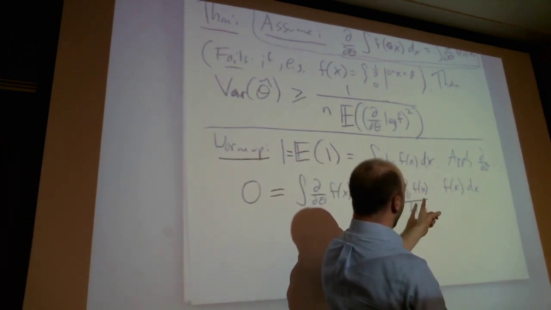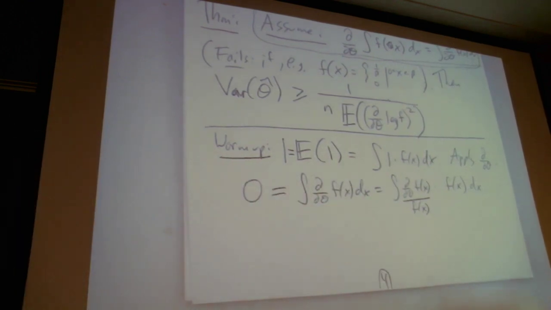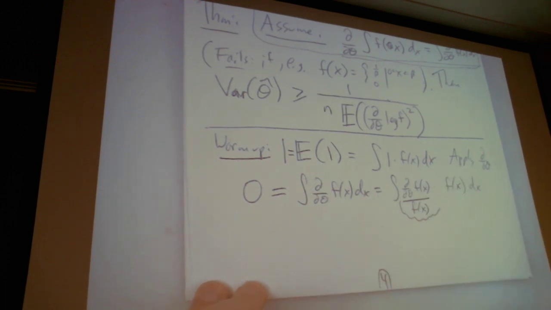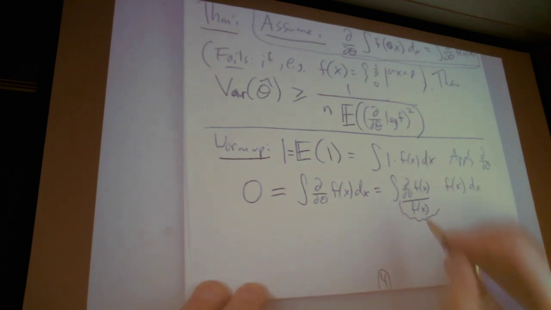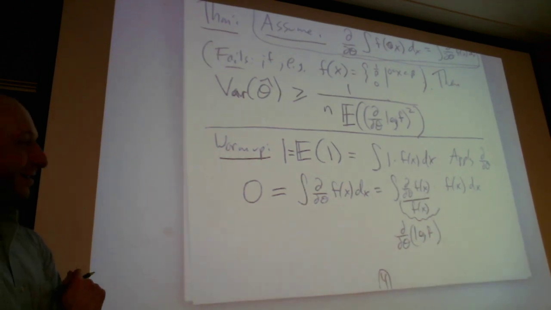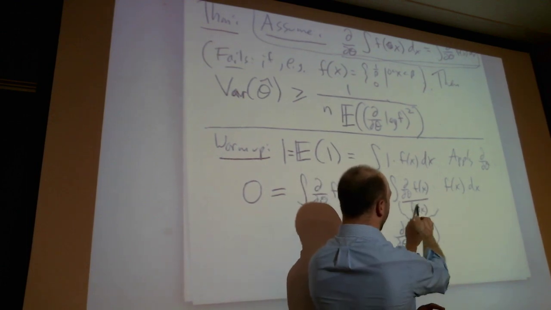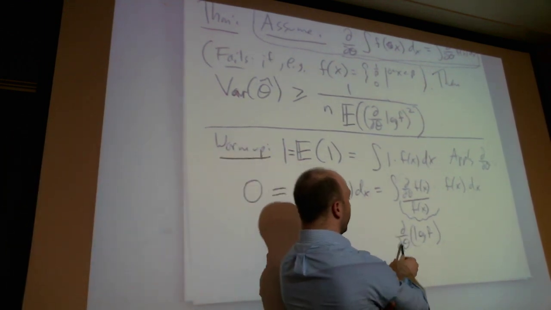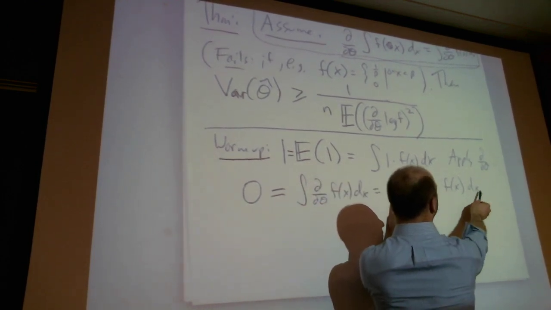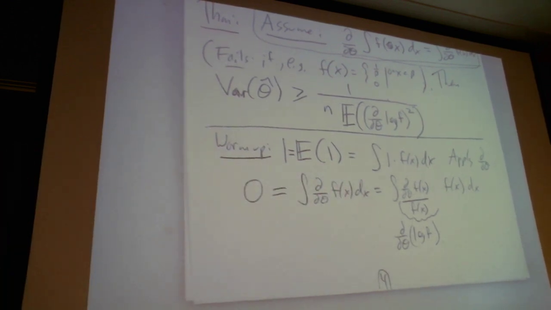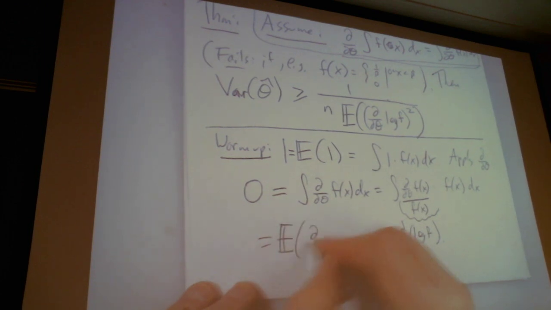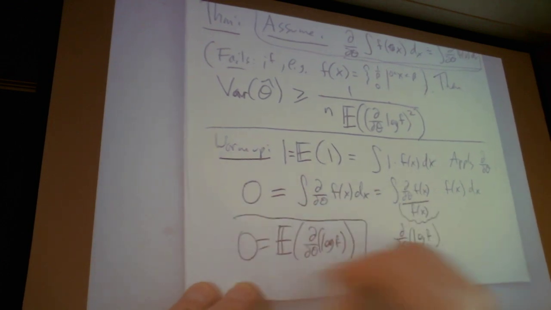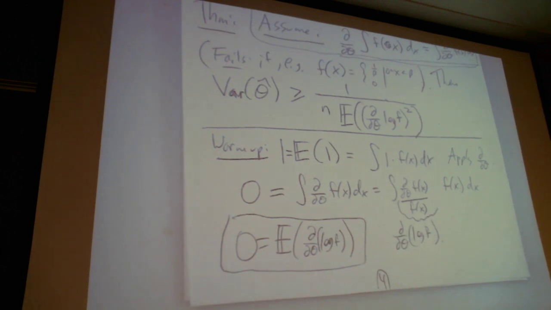Now d theta of f over f, we can recognize this ratio as something else. It's the derivative of the log. Does everybody see that? If I differentiate the log of a function, that's 1 over the function, chain rule, times the derivative of what's inside. So d theta of log of the PDF has expected value 0. So this whole thing is the expected value of d theta log f. Does everybody see that?